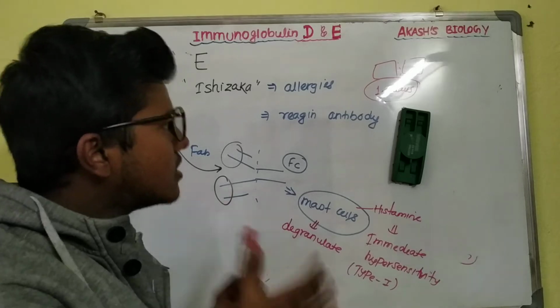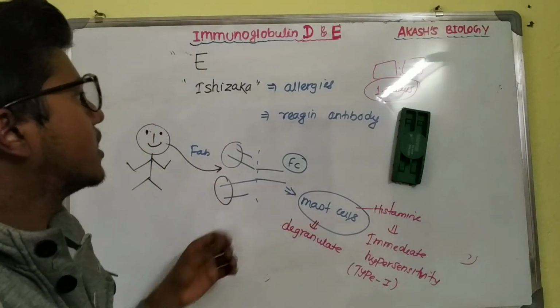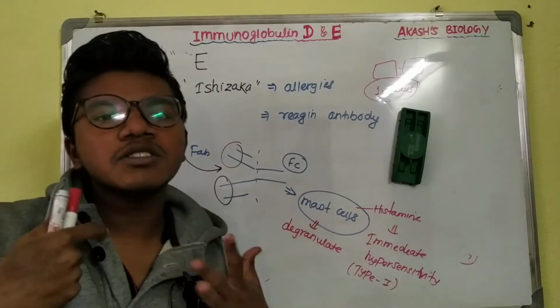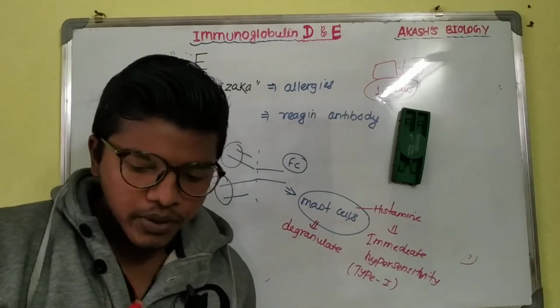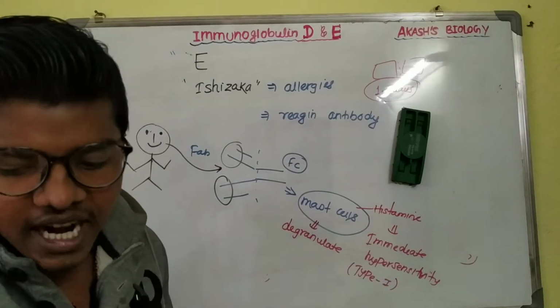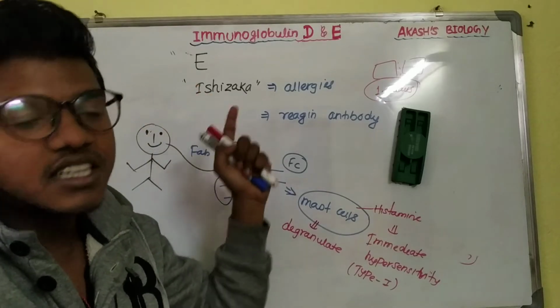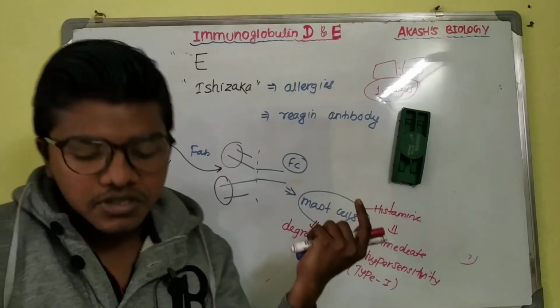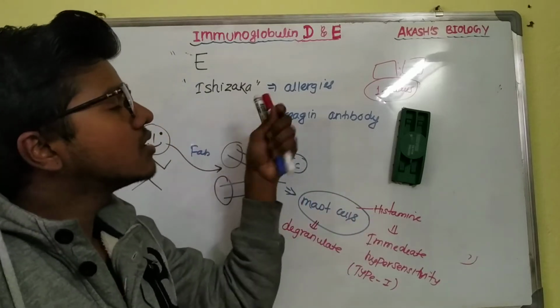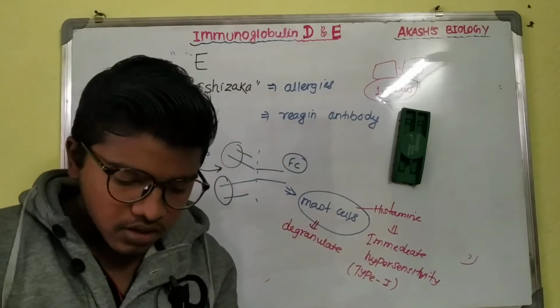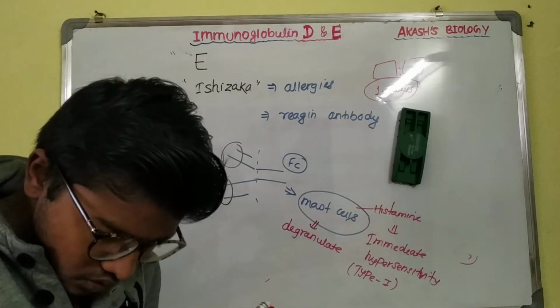So any allergy is due to immunoglobulin E. If we are asked, when any person is suffering from allergy, which immunoglobulin level will rise in the serum? It is the IgE immunoglobulin. Again, it cannot fix complement, neither can it pass through the placenta or cross the placenta.